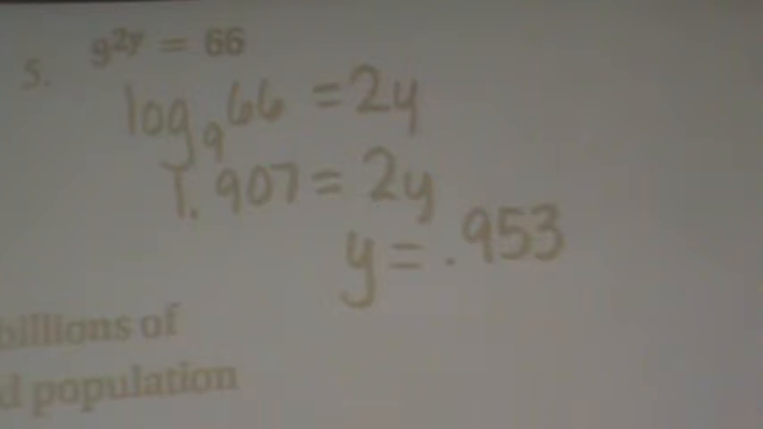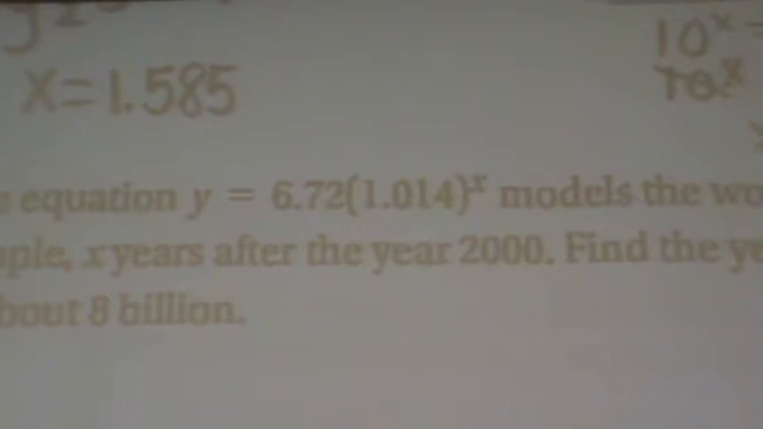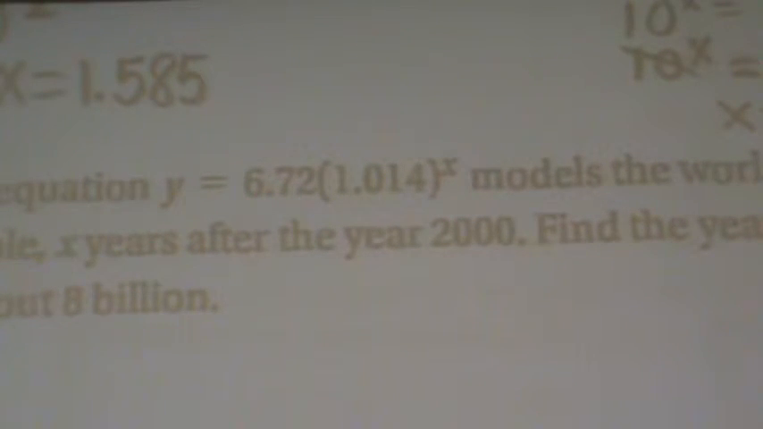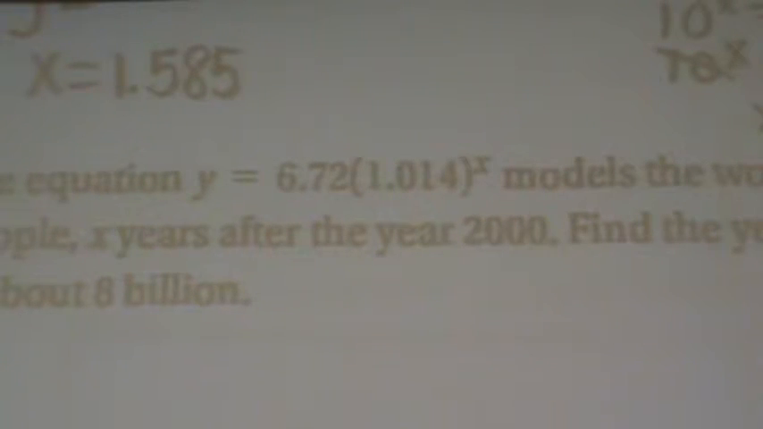Okay, I bet you can do number 6. It's a story problem, but it relates to what we're just doing. It says the equation y equals 6.72 times 1.014^x models the world population in billions. So the equation is in billions already. So it's in billions of people.